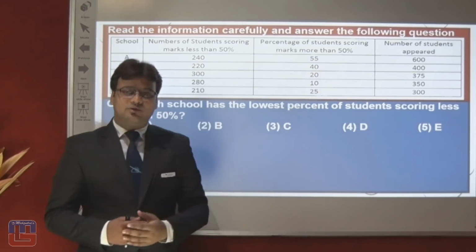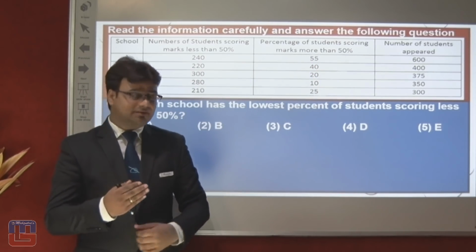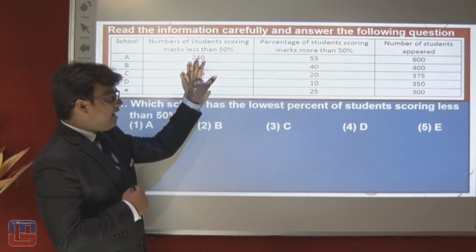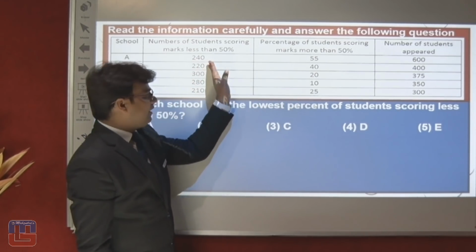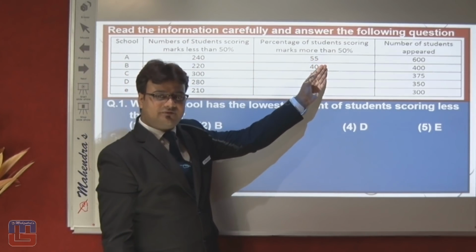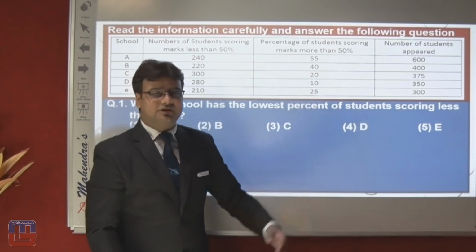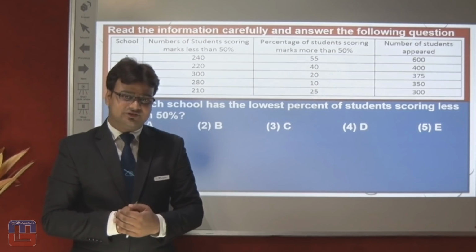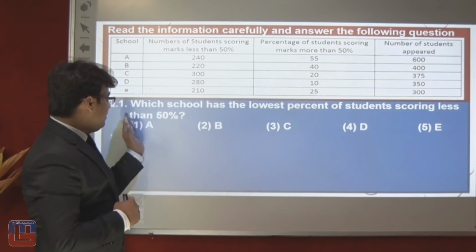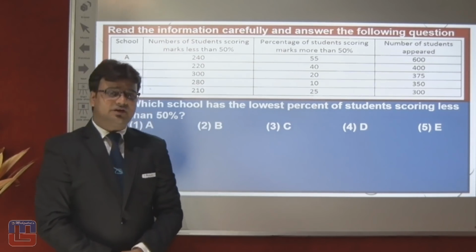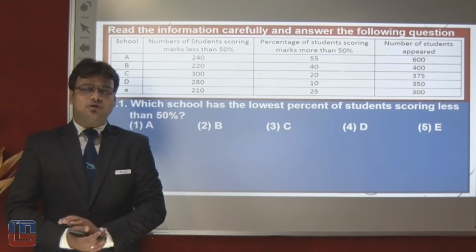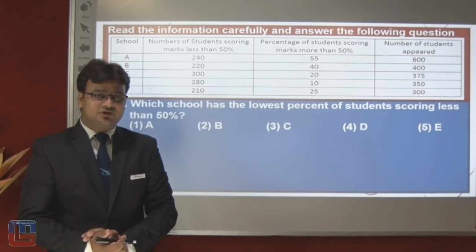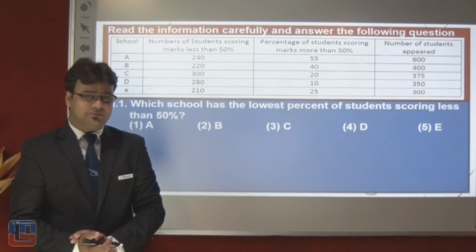That means if we require exactly 50%, we add both, that means 240 plus 55% of 600, and then subtract from 600, to get the number of students who get exactly 50%. That's the main logic of DI. See, what is the question in this problem? Which school has the lowest percentage of students scoring less than 50% marks?